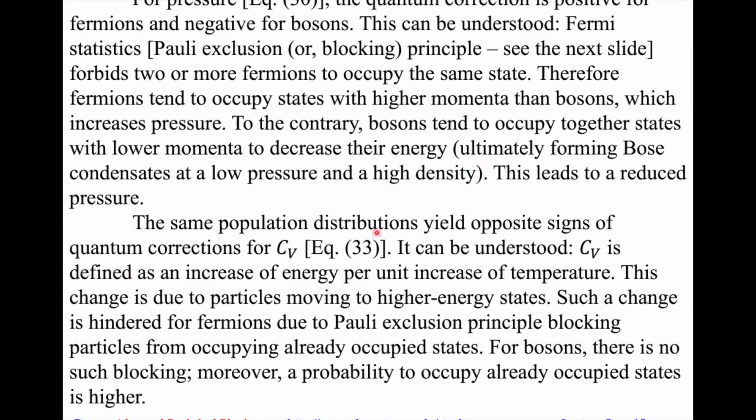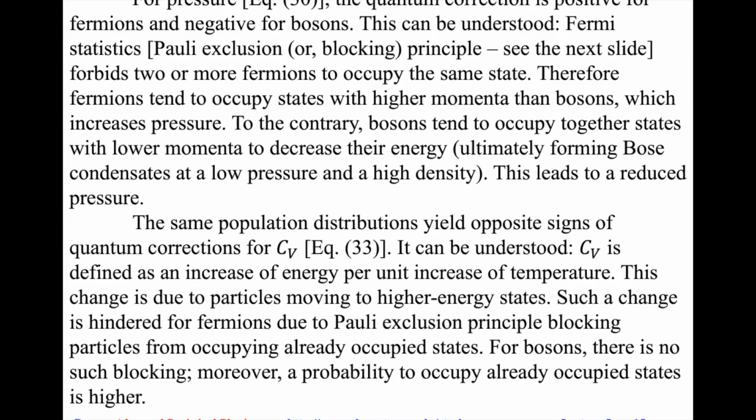Now the same population distribution, however, yields opposite signs of quantum corrections for CV. It also can be understood. So CV, in contrast to pressure, is defined as an increase of energy per unit increase of temperature. Now, what happens if I increase temperature? The particles in their distribution tend to move to high energy states because they have to increase the energy. Such changes are hindered for fermions.